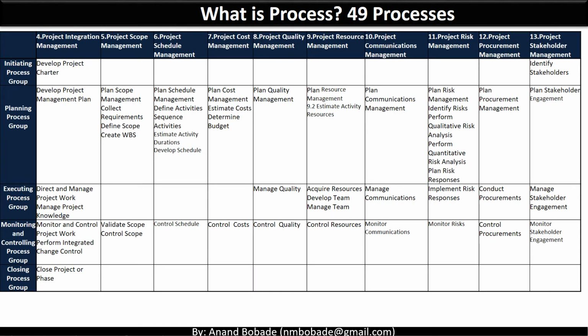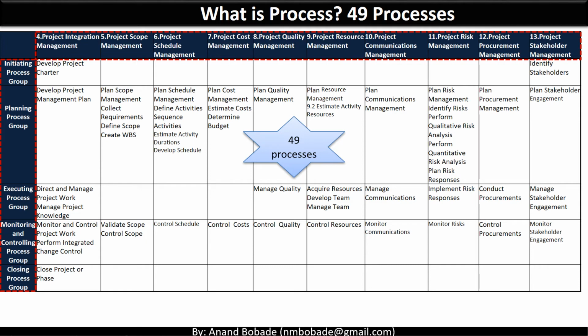Let's look at the chart visualizing these 49 processes. These processes are arranged horizontally as process groups and vertically as knowledge areas. You can see in the first column we have the initiating, planning, executing, monitoring and controlling, and closing process groups. At the top, in the first row, we have 10 knowledge areas, which correspond with the different chapters of PMBOK. The intersection of knowledge area and process group is where you find these 49 processes.